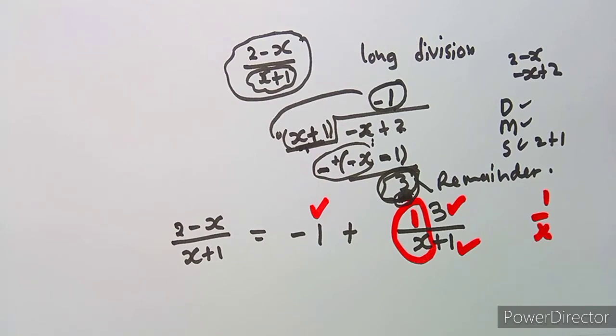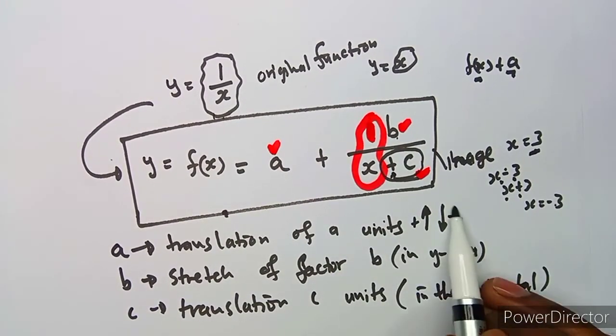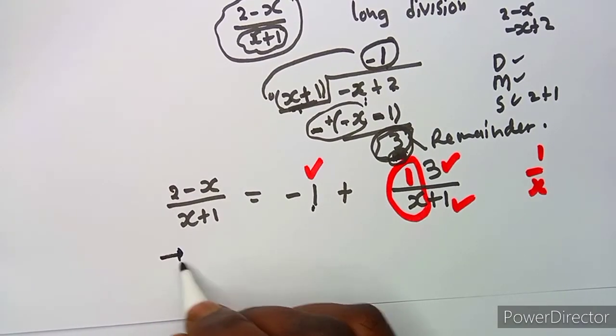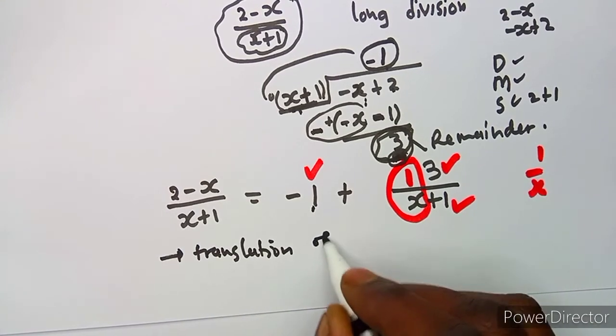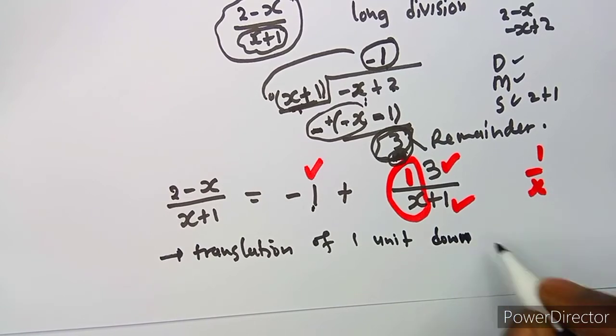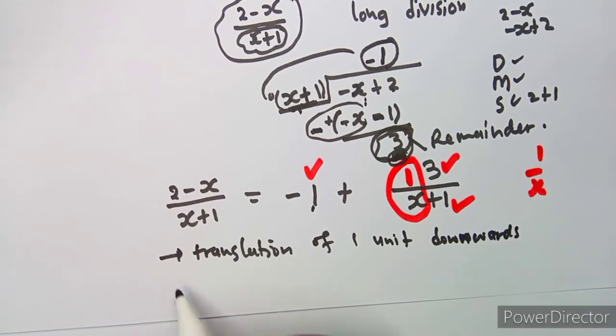So now let's describe our transformations. What does this minus 1 mean? From what I explained here, your a represents a translation of a unit either going down or up. It's a negative, so it is going down. So this is a translation of 1 unit downwards, or minus 1 parallel to the y-axis.